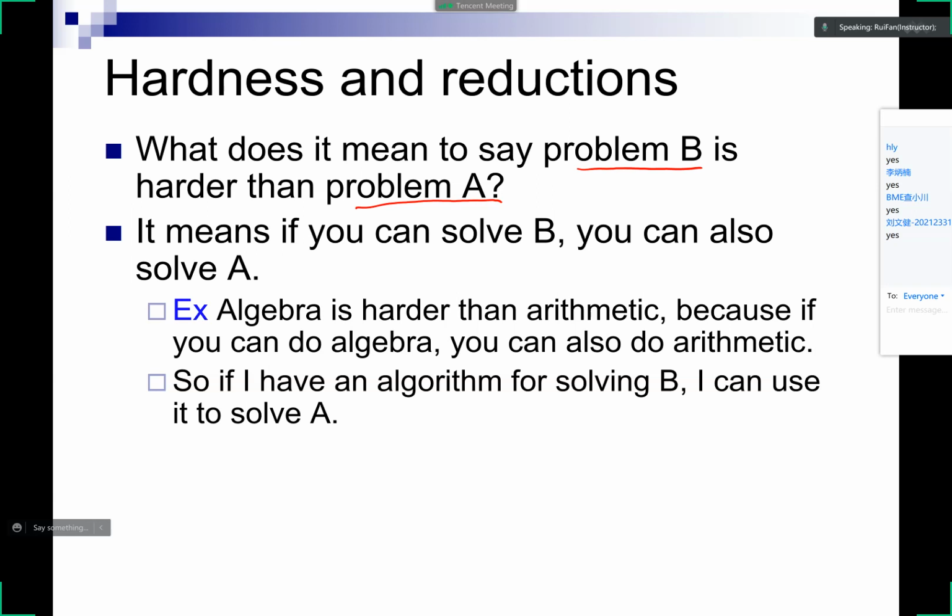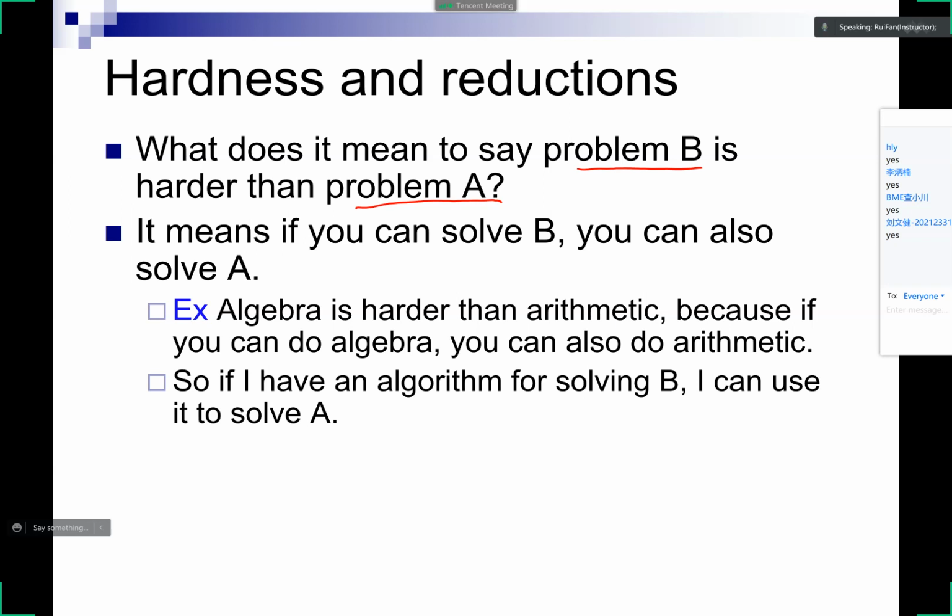Now the other way around might not work. Maybe arithmetic is not harder than algebra, because if you can do arithmetic, maybe that doesn't mean you can actually do algebra. So intuitively, this is what we mean when we say one problem is harder than another problem: if you can solve the hard problem, you can also solve the easier problem.